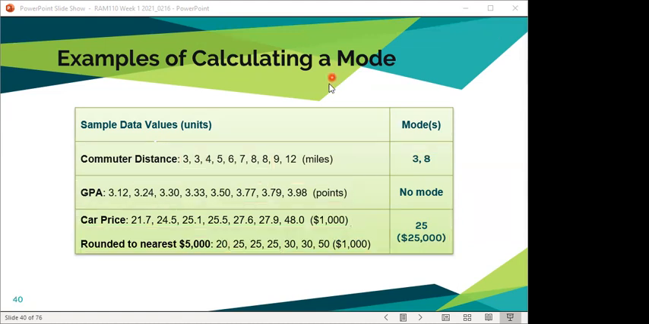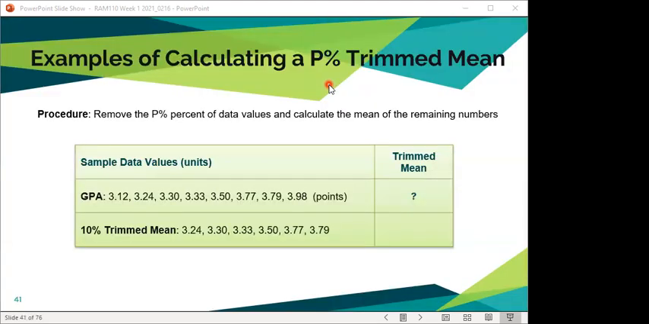And our calculations for assessment, the first week's assignment is going to be calculating a sample mean, or a mean rather, and calculating a mode. So we'll be calculating a mean and a mode in the first assignment.